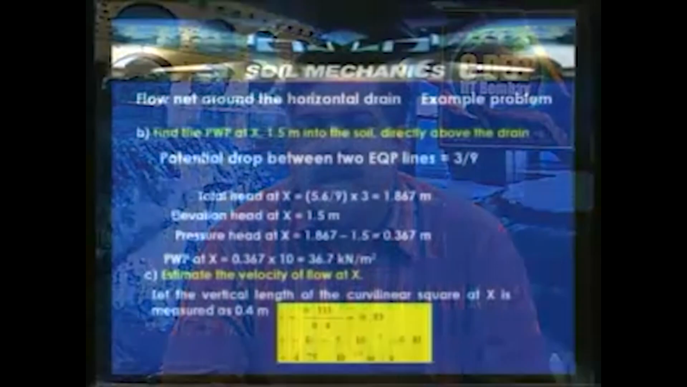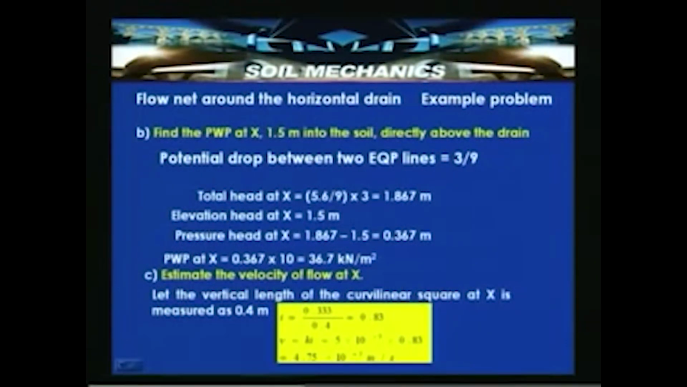So let us assume when this particular flow net is drawn to a scale, we can easily get the vertical length of the curvilinear square at location x. If that happens to be 0.4 meters, then the hydraulic gradient is obtained as follows. The head drop between any two equipotential lines is 3 by 9, that is 1 by 3, around 0.33. That divided by the length of the flow, around 0.4 meters, gives a hydraulic gradient of around 0.83.